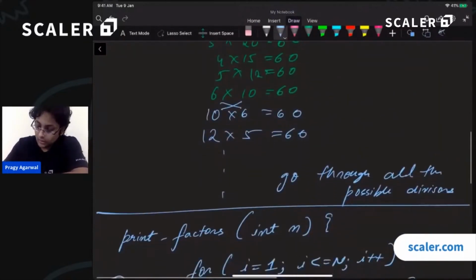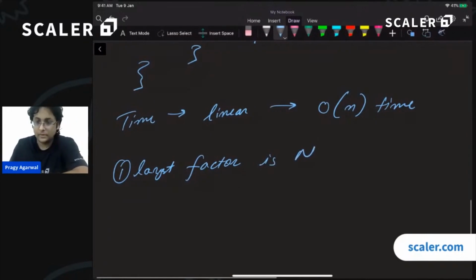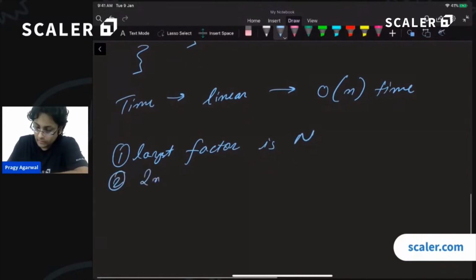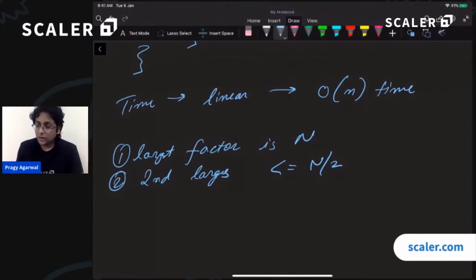So I know that the largest factor is n itself. What about the second largest factor? Second largest, that must be less than or equal to n by 2, right? That factor must be less than or equal to n by 2.